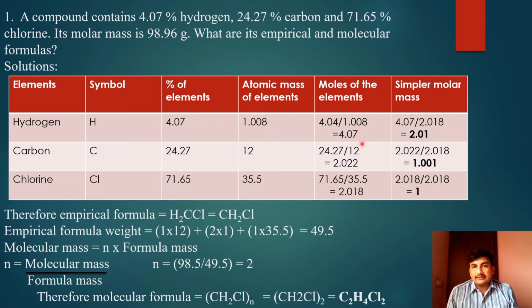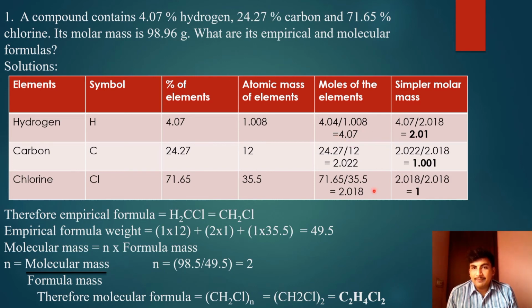See, you compare these 3 values: 4.07, 2.022 and 2.018. Which is the lowest value among these three? The lowest value should be used when finding out the simpler molar ratio. In these three, 2.018 is the lowest value of moles of the element. That is 2.018.